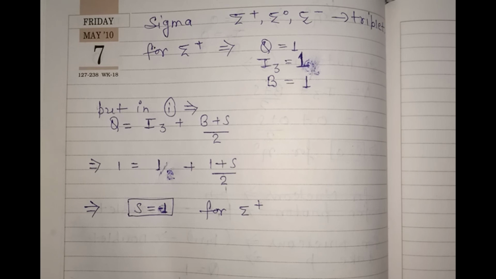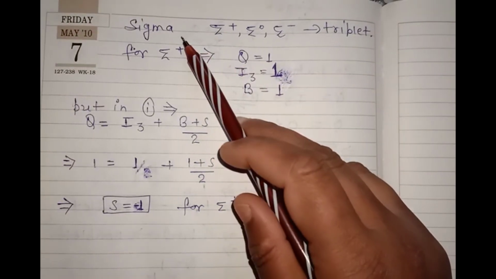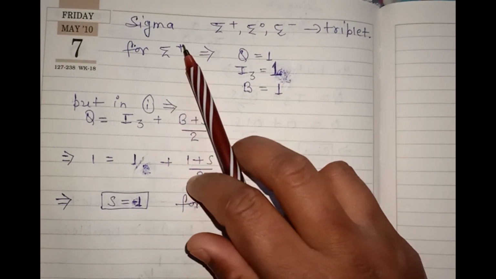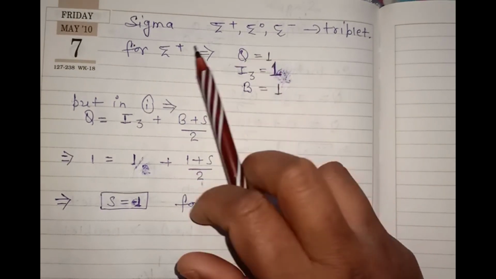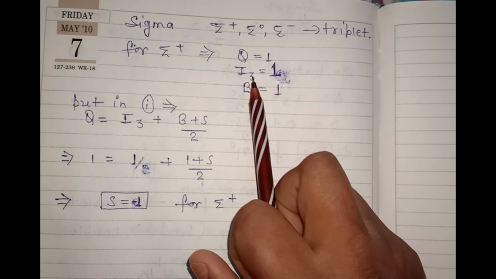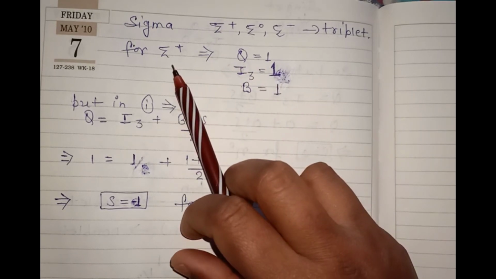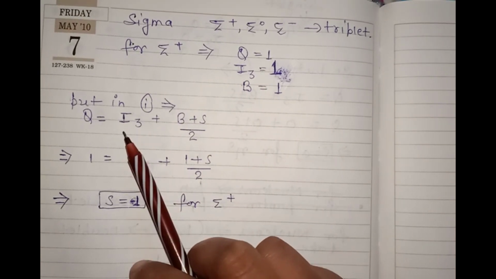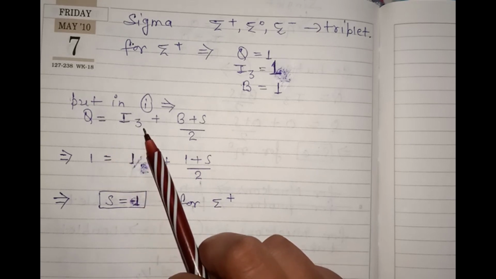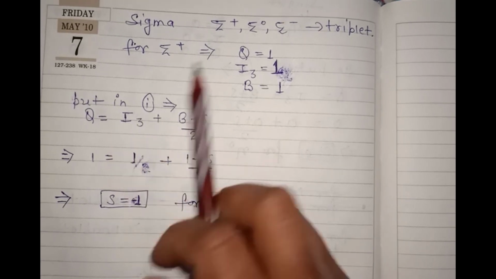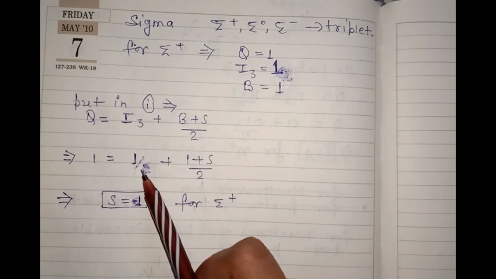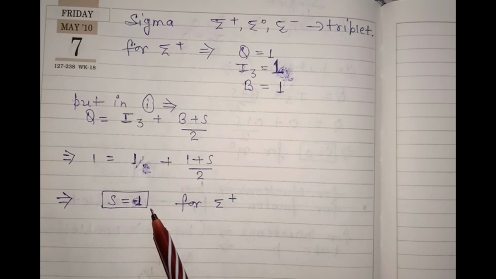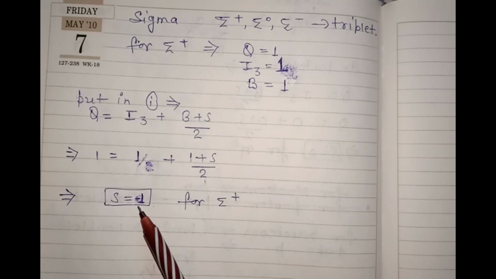Let's take our last example, sigma. Because sigma is a triplet, take the example of sigma positive. The charge on sigma positive equals 1. Because it is a triplet, the third component of isospin equals 1. Because it comes under baryons, the baryonic number equals 1. Putting into Q equals I3 plus B plus S by 2: Q equals 1, I3 equals 1, B equals 1. After solving this, S equals minus 1. So for sigma positive, S will be minus 1.